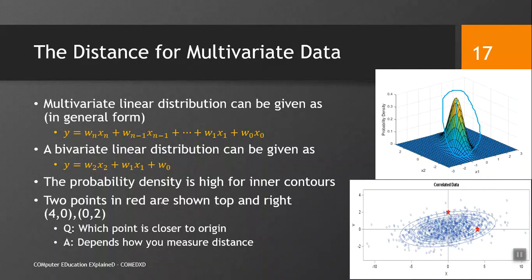Two points in red are shown at the top and right. In this figure you can see that we have two points given in red. Point 1 is (0, 2): x has value 0 and y has value 2. And the other point is (4, 0): x is at location 4 and y is at location 0.